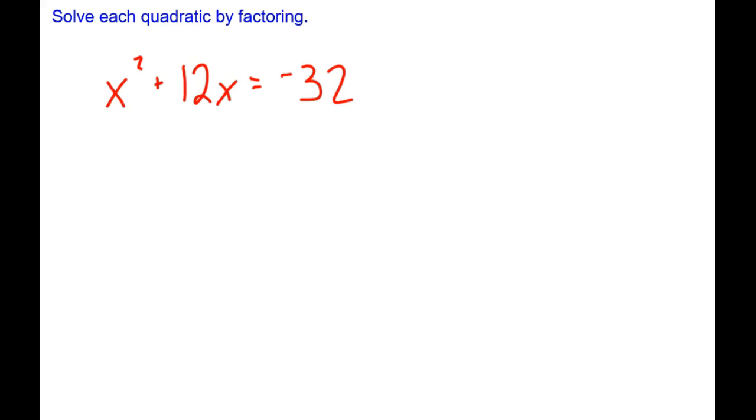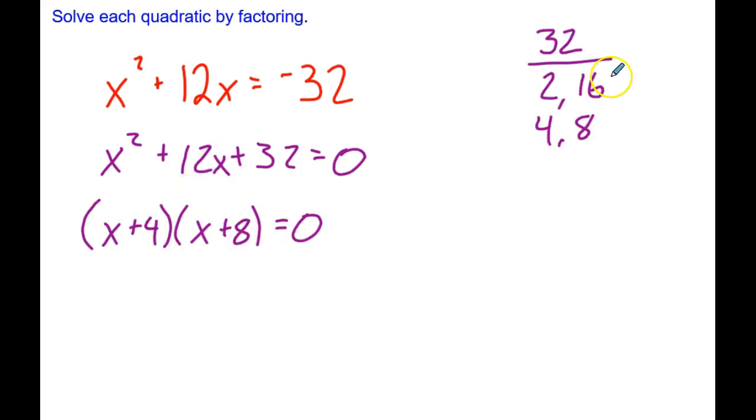For the first example, we're going to solve the quadratic by factoring. If we're going to use the factoring method, we want to set the quadratic equal to 0. So first we would add 32 to the other side of the equation, leaving us with x squared plus 12x plus 32 equal to 0. Now we're looking for factors of 32 that when we add together give us 12. And I forgot my x there.